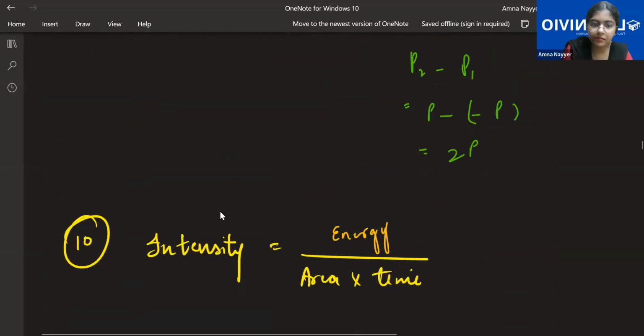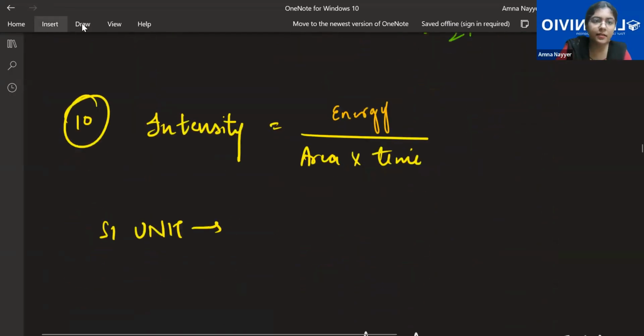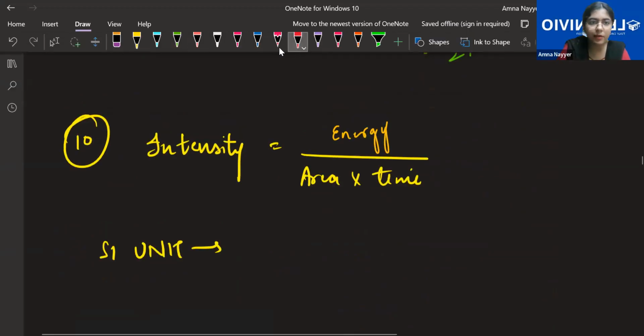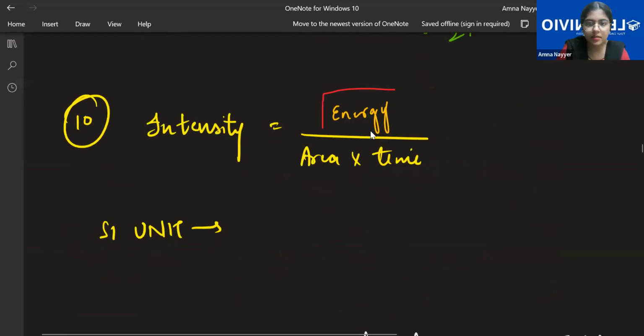One more property is intensity. Intensity is basically energy per unit area per unit time. And if I tell you, can you tell me what this is? Energy by time.